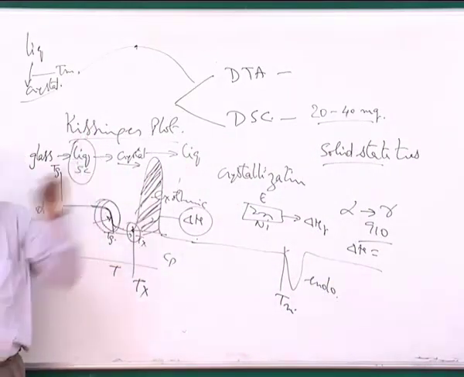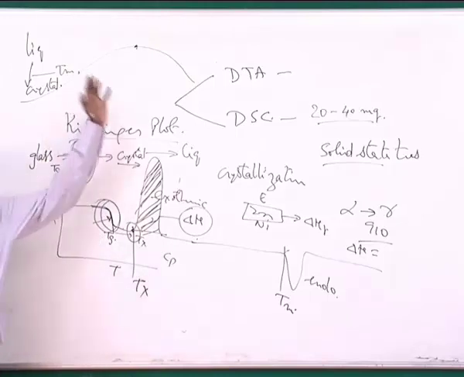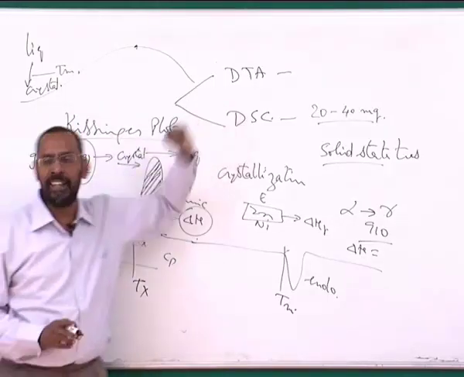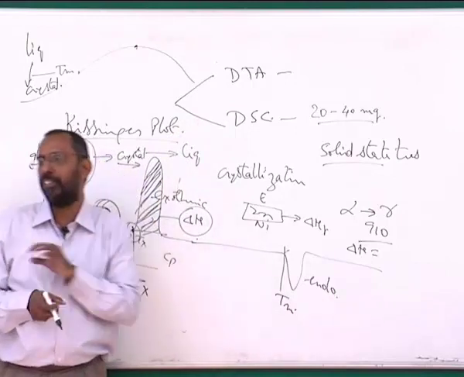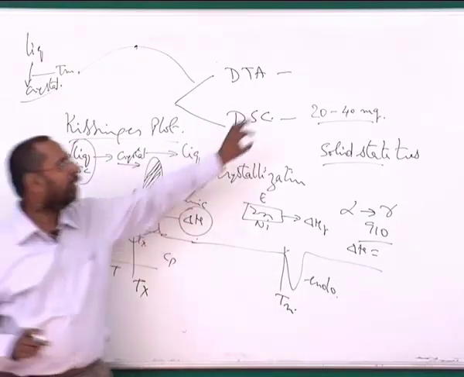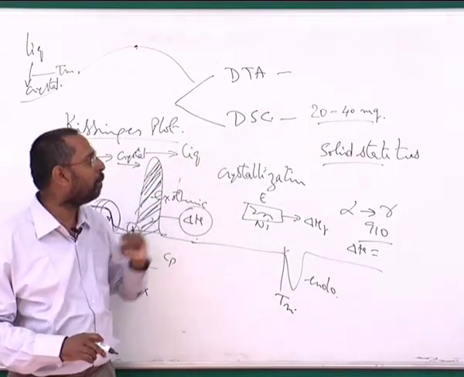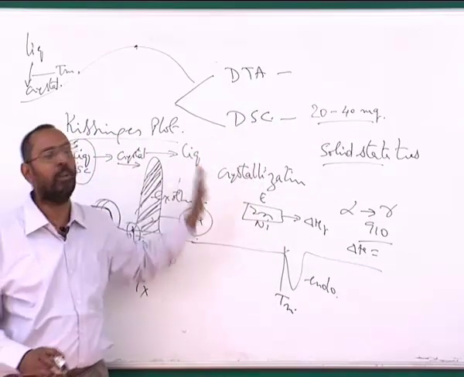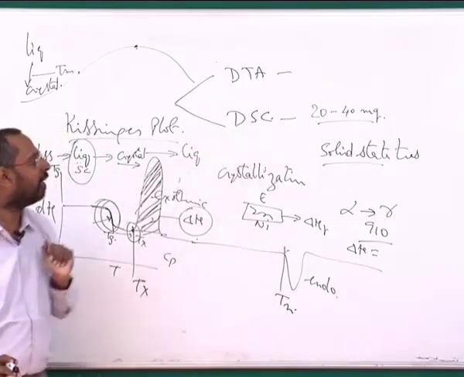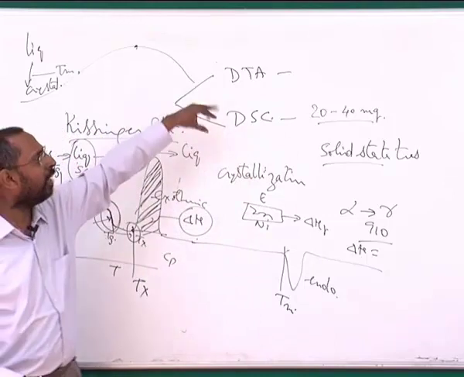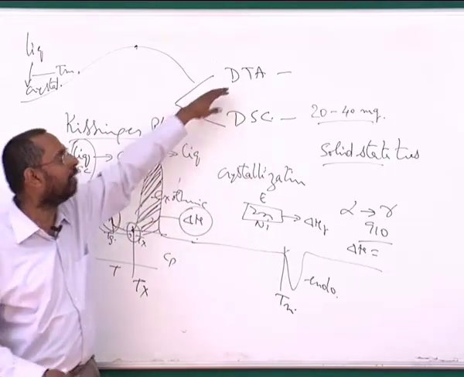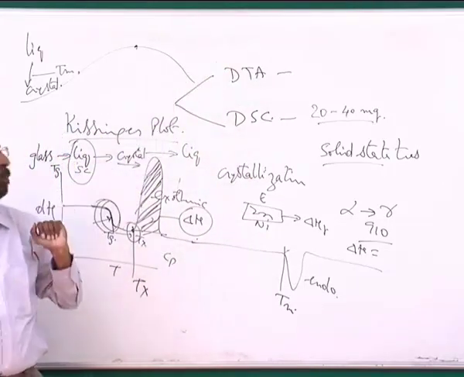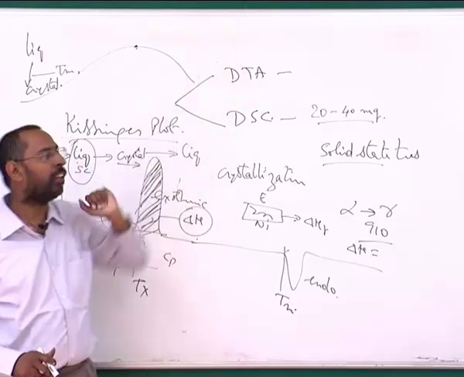Like in TEM, I'm seeing a small region and thinking that it is representing the whole sample. Again here also I'm picking up a small piece out of the whole alloy, and that piece being so small, I'm thinking that it is representing the whole sample. That problem still exists with the DSC. And in DTA you can take slightly larger quantities, but that is not sensitive to enthalpies, so you will not be able to measure the enthalpies very well.